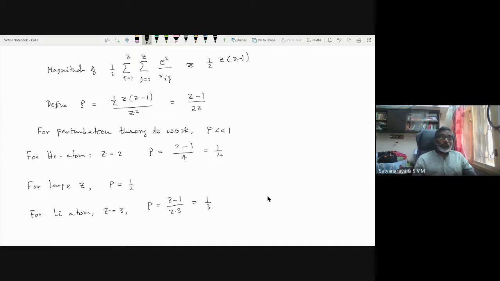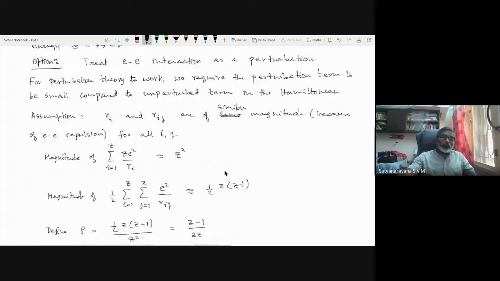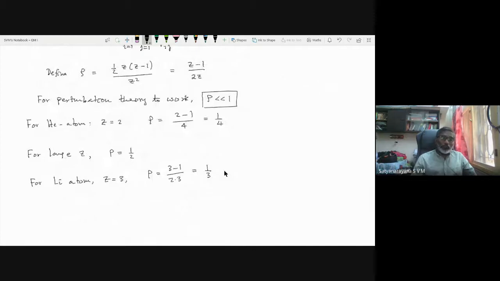So you can see that this is less than 1, but far from being much less than 1. And hence, in all likelihood, perturbation theory will not work. Even option 2 is not a very good option.